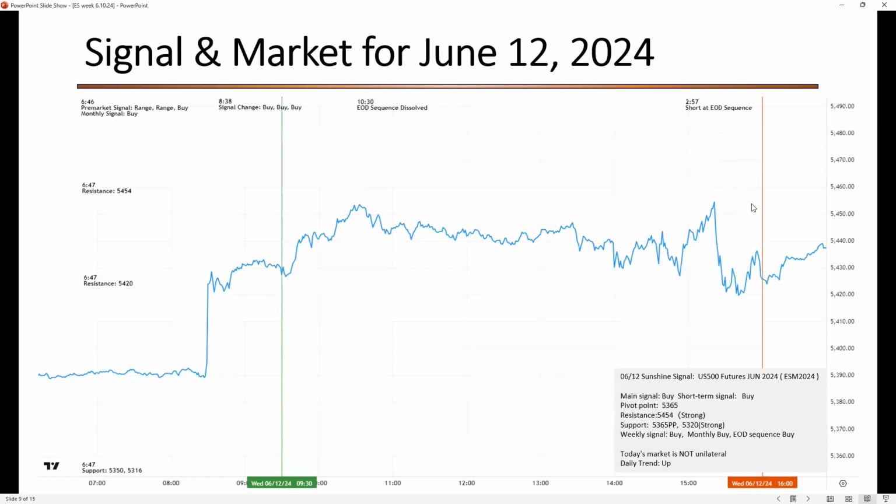And if you had not gone long here, this was probably the first possible opportunity, when the price reached close to our next resistance at 54.54. You could have taken a short here, and that would have provided about 30 points. And also at close, because PPI was due to come out the next day, it's probably best to exit all your positions at close and wait for the next opportunity.